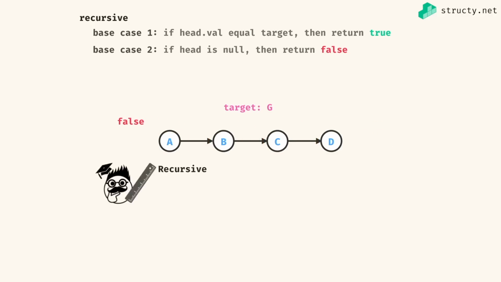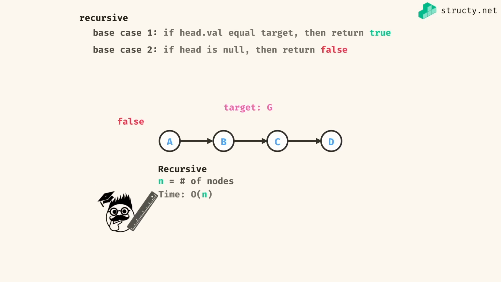When we talk about the complexity of this recursive algorithm, we can say that n is the number of nodes. We're definitely going to have O of n runtime because we make a call for every node of the linked list, but we also have O of n space, right? Because each of those calls, by the time we bottom out at a base case, we would have to store on the call stack. We know that the worst case scenario is if our target is not found within the linked list.